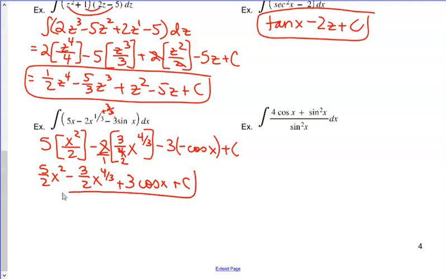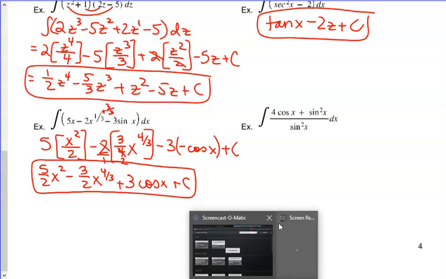Now, I haven't said it yet before, but I'm going to say it here. If you are wondering if you got the right answer, all you have to do is take the derivative of this to see if you get back what you started with. So sometimes they're pretty easy, other times they're kind of complex. But if you are ever wondering if you got the right answer, you have the power to figure that out, okay?